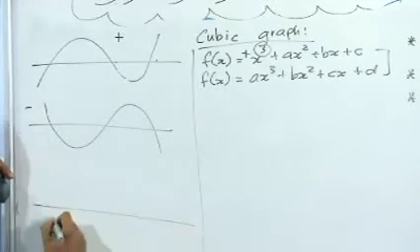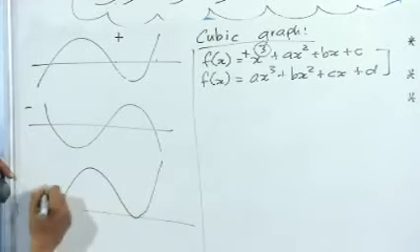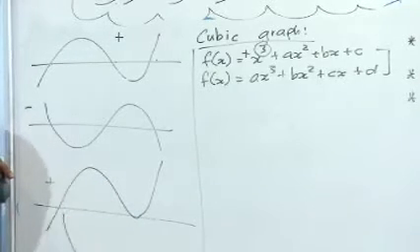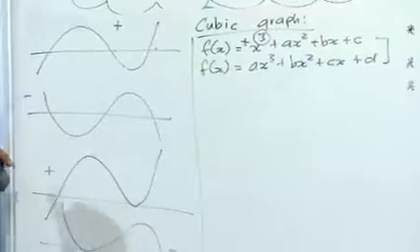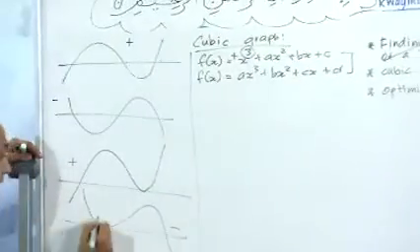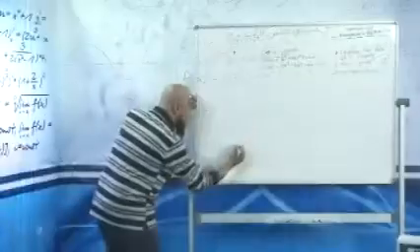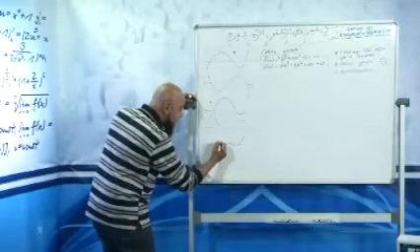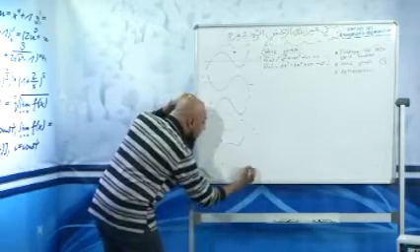So if it's got 2 x-intercepts, for a positive graph, it might look like that. And for a negative graph, it might look like this. If it's got only 1 x-intercept, that's a negative graph. The positive graph would look like that, with 2 turning points. That's the positive, and the negative graph would look like this. Okay, so there we go.